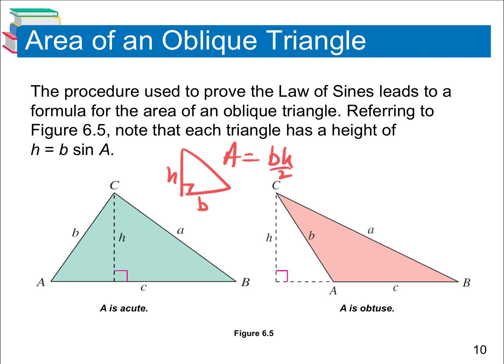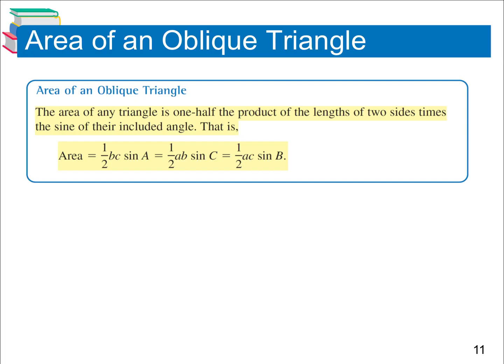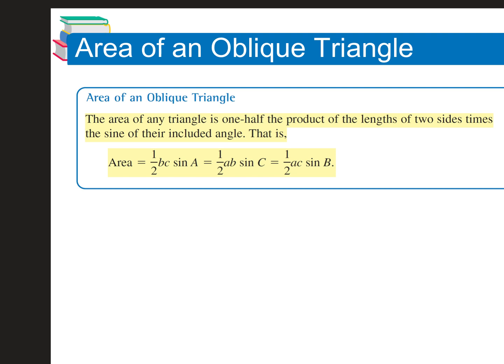But in an oblique triangle, are there any right angles? No. So you're going to have to do something different. Here is the formula. Area of an oblique triangle is 1/2 BC times sine of A, which is the same as 1/2 times AB times sine of C.